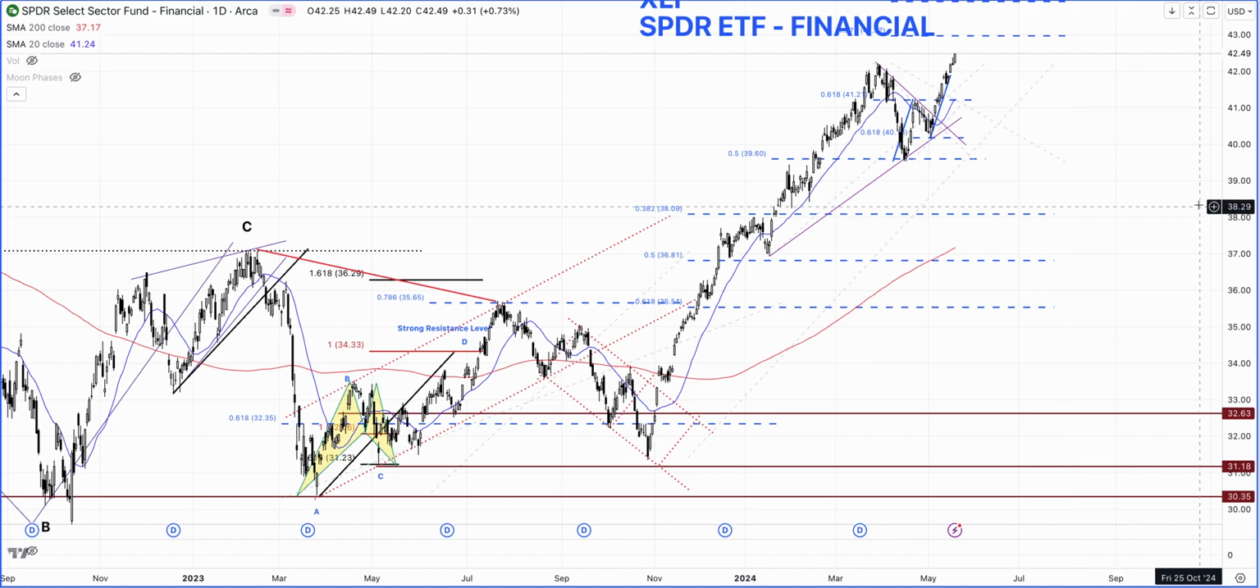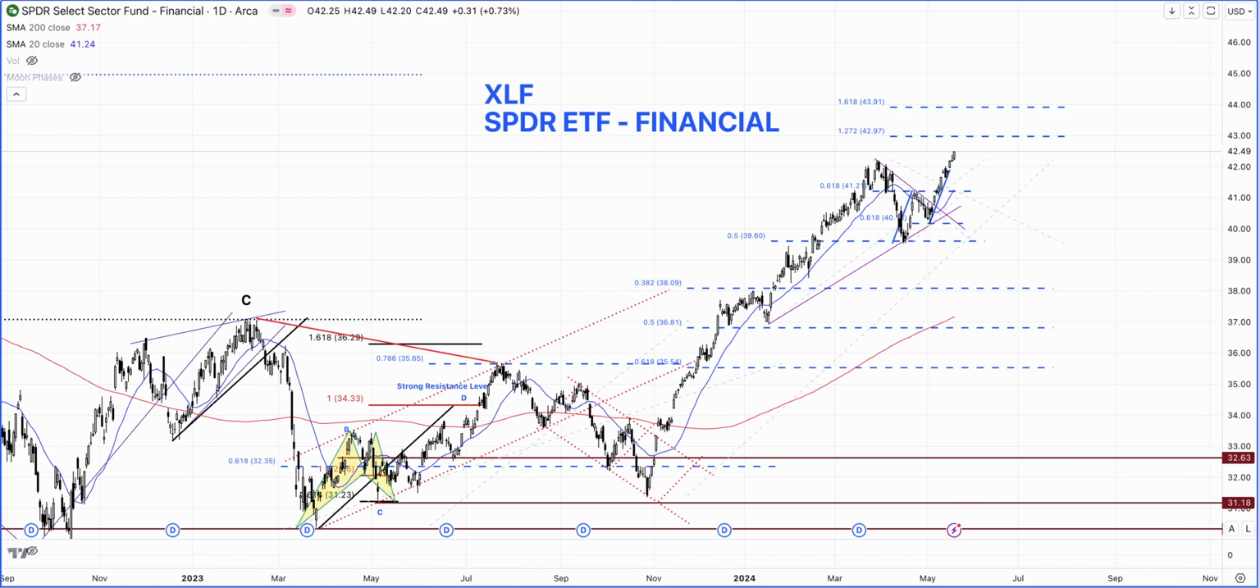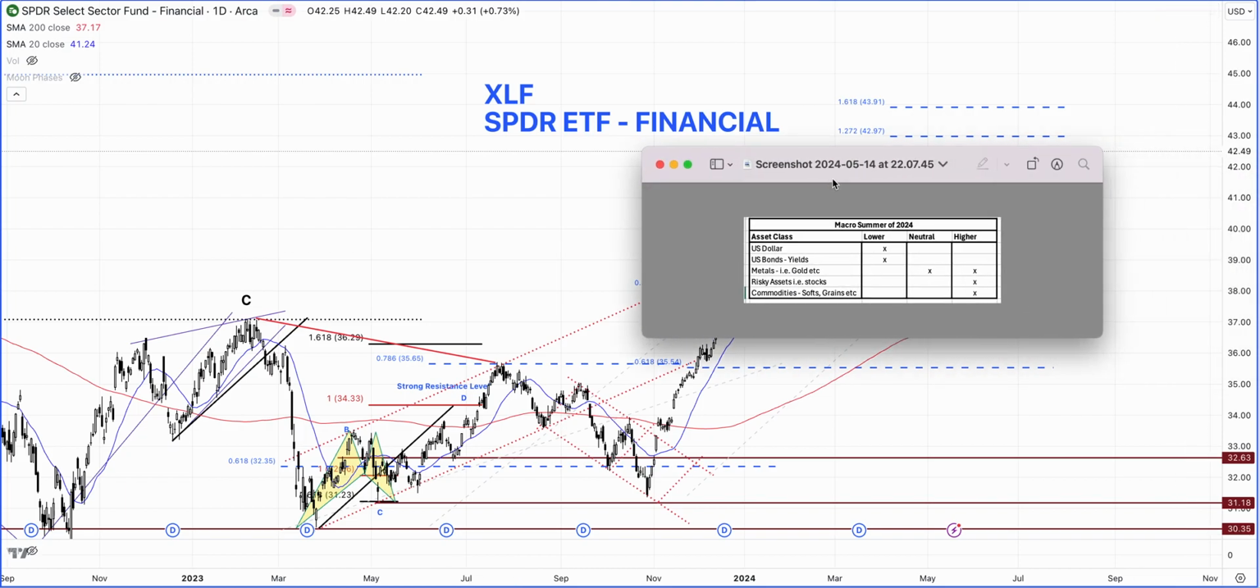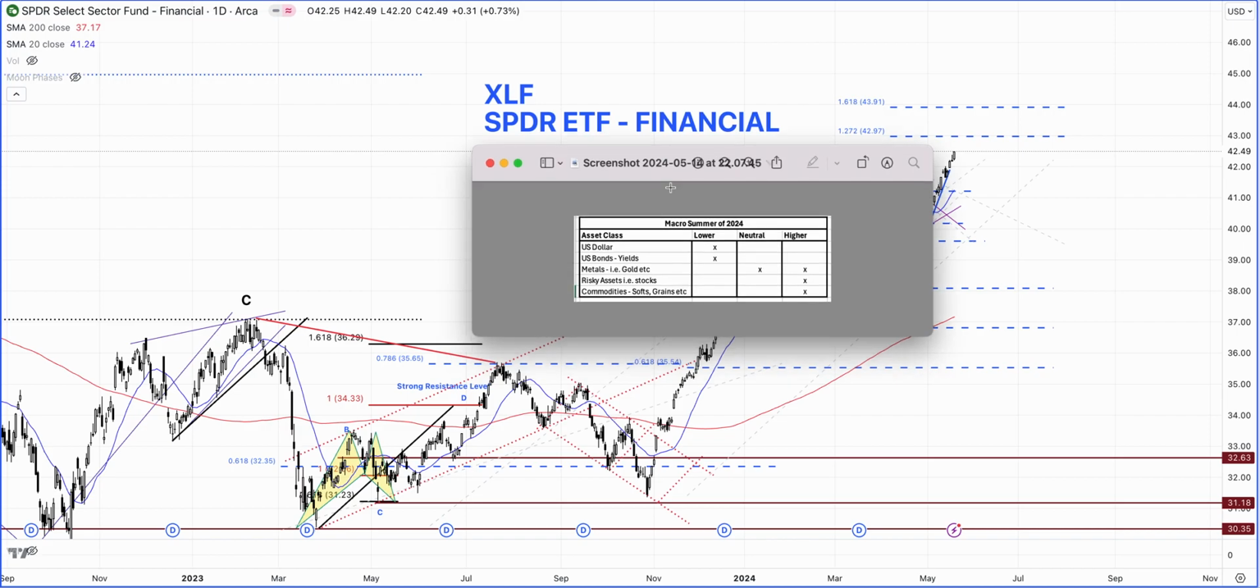Before we begin to take a look at the sectors and take a deep dive into the US stock indices, here is something that I want to point out, which is the kind of macro picture that I think we might be in, at least for the summer of 2024. And that picture looks for a US dollar moving lower, US bond yields moving lower all across the yield curve, and then the metals such as gold and silver, the precious metals, neutral to higher.